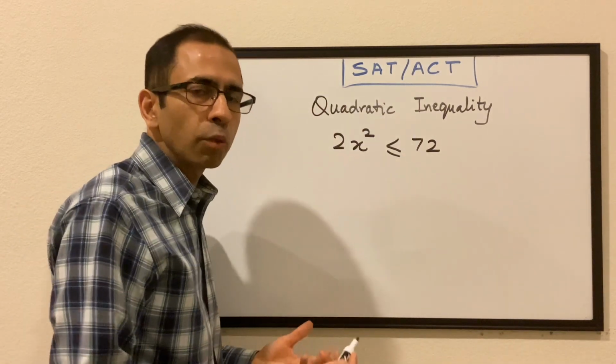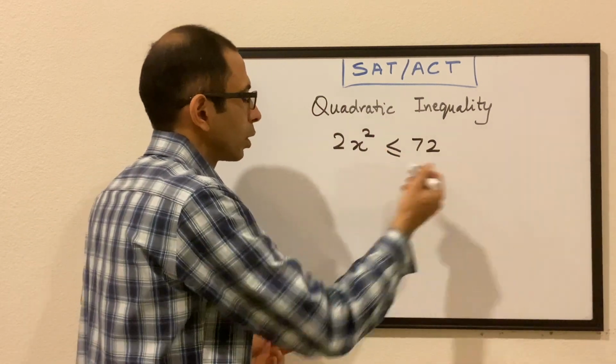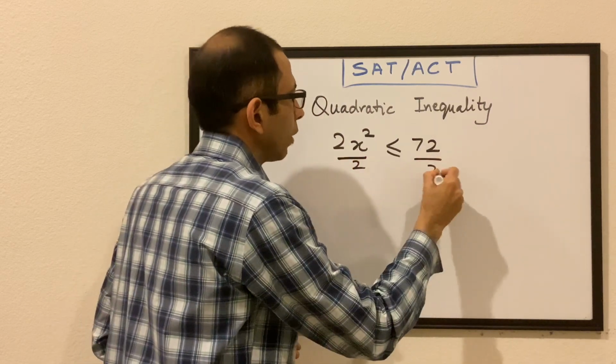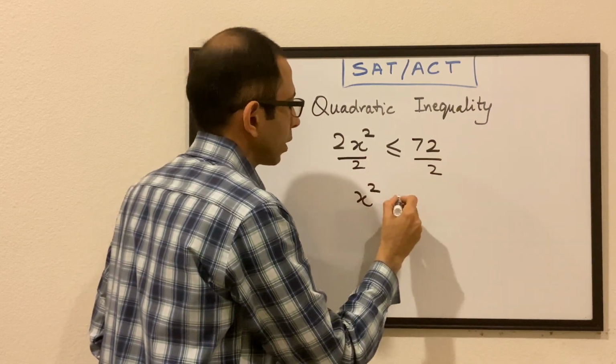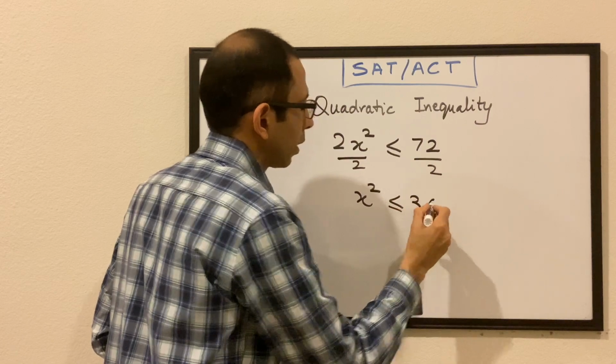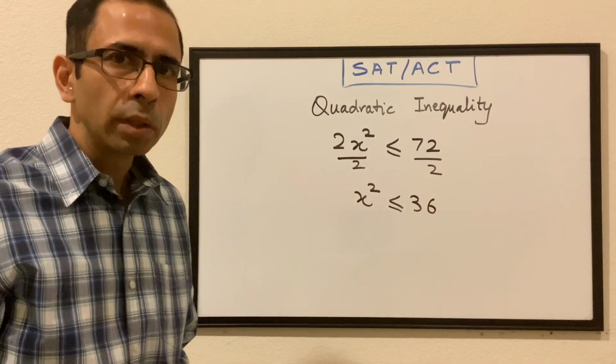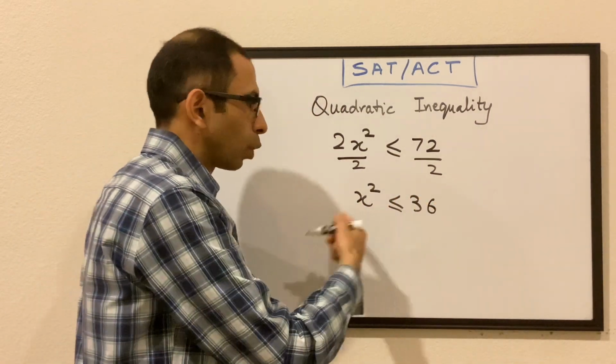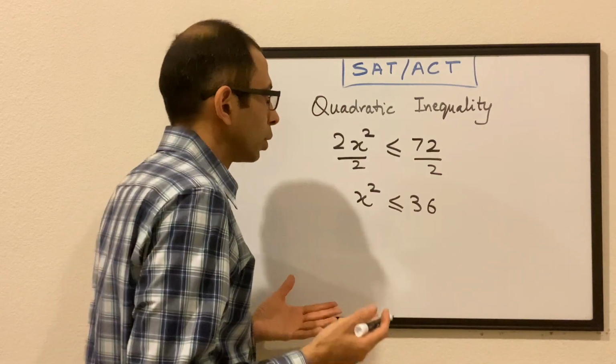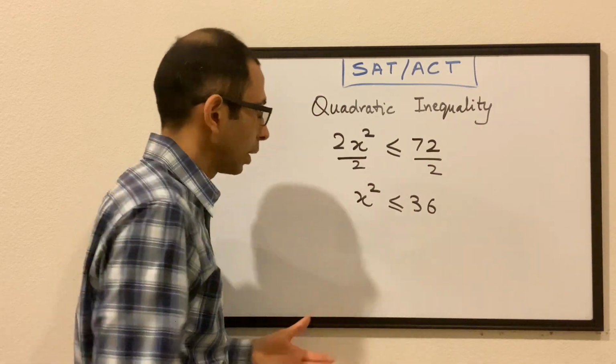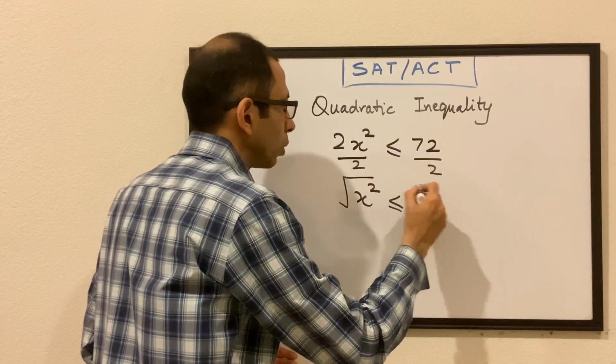Obviously, the first step would be to divide by 2 on both sides. And when we divide by 2 on both sides, we get this, right? x squared is less than or equal to 36. Now, we will take the square root on both sides because all we want to do is to find the solution set for x, right? So we are taking the square root on both sides.